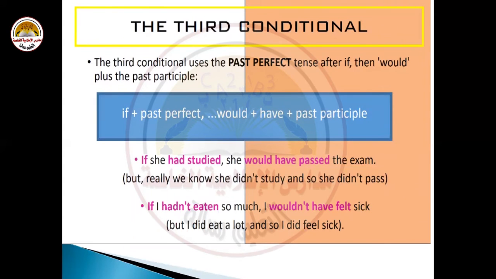Another example, if I hadn't eaten so much, I wouldn't have felt sick. This means I did eat a lot, and so I did feel sick. I ate a lot, so I felt sick. I hadn't eaten so much means I ate a lot, and I felt sick.